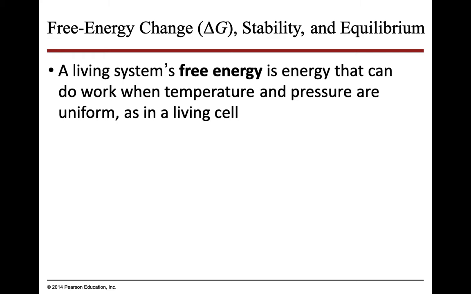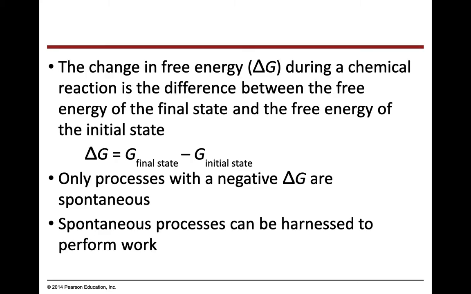And free energy is just the energy that can do work when we aren't concerned about temperature and pressure. Now, when we talk about the change in free energy during a chemical reaction, the difference in the free energy has to do with what is the final state and the initial state. And only processes with a negative delta G, meaning the final state is smaller than the initial state, are what we call spontaneous.